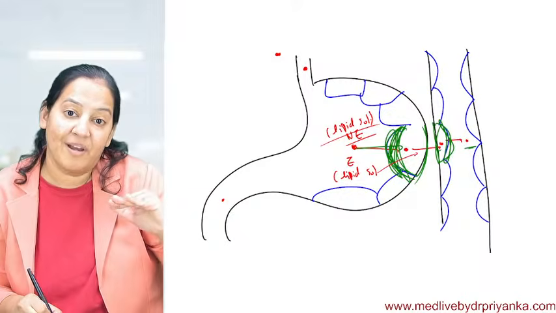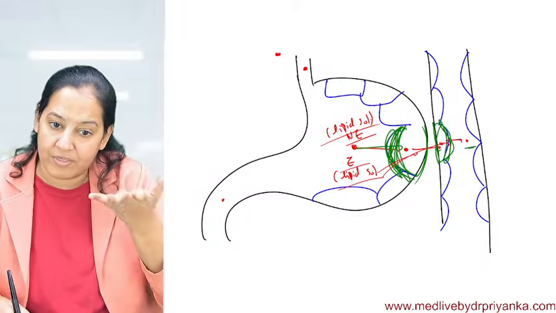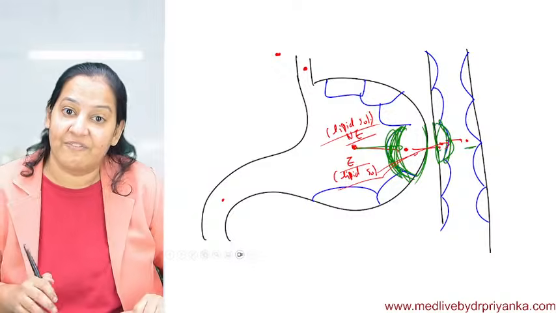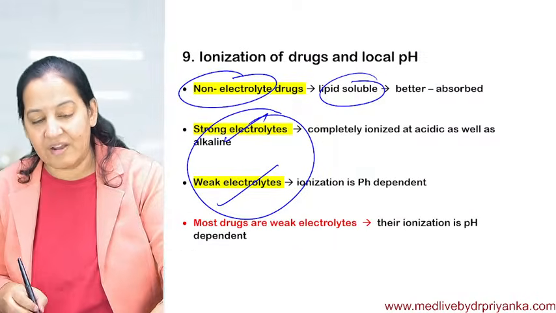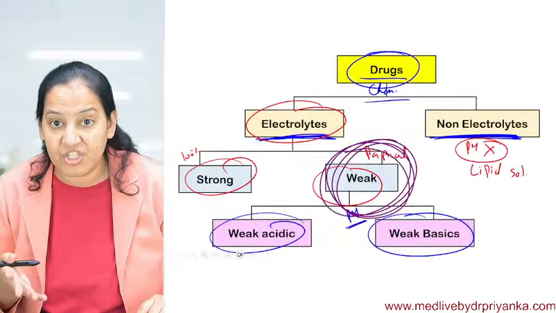It is not the case that non-lipid soluble drugs or electrolyte drugs will not cross. They will also cross, but the factor is different. Here it is pH dependent. How many of you got it? So most of the drugs are weak electrolytes and their ionization is pH dependent.